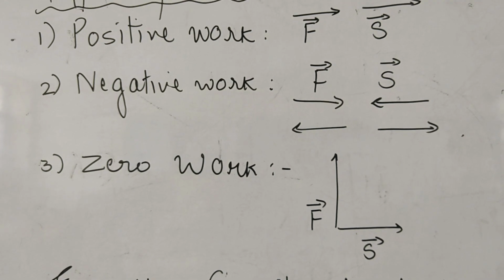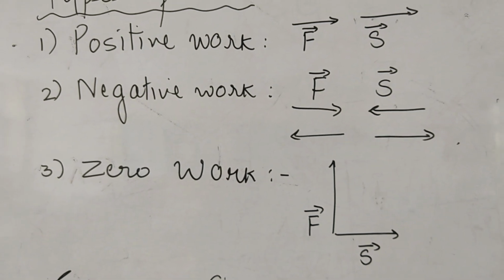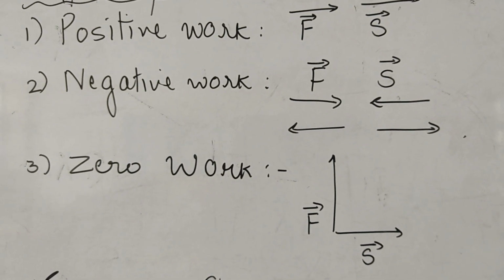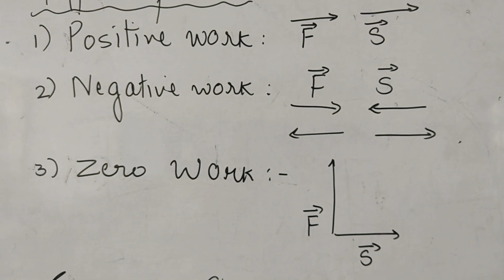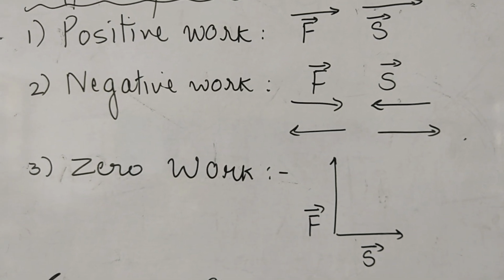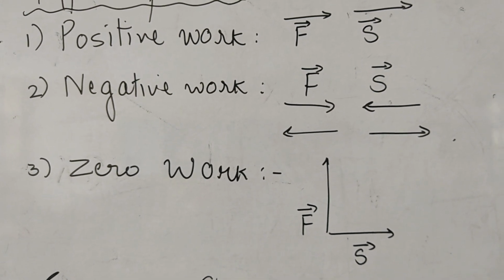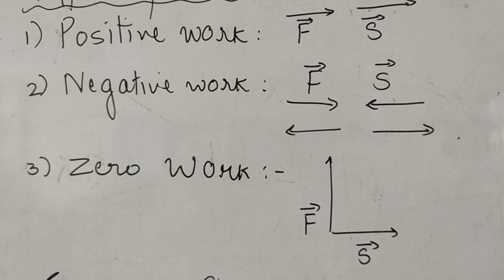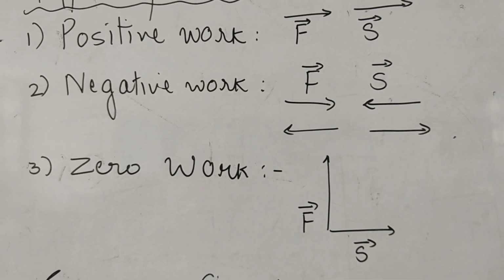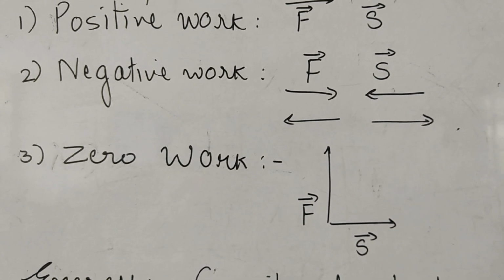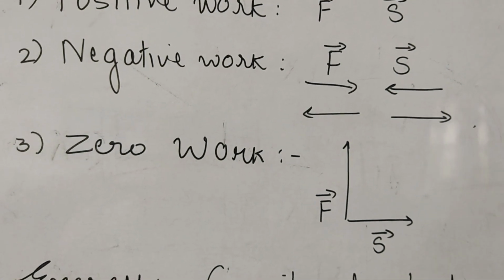Zero work: we can remember that in the case of uniform circular motion, work done by centripetal force is always 0. Because this is a case where the displacement is along the tangent and the centripetal force is along the radius towards the center. So they are perpendicular, so work done is 0.